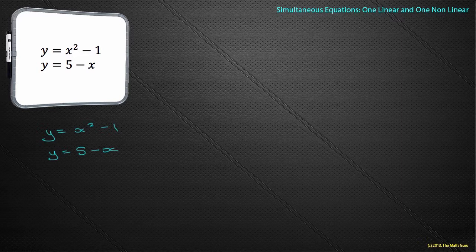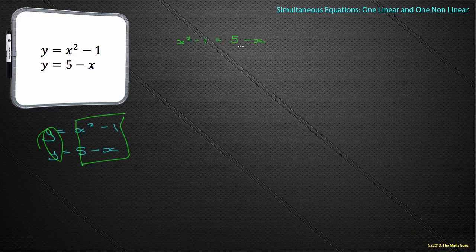Now, we love writing equations like this where we have one letter equals, because what I know is that the y values are the same. And in maths, if these two are the same, it means that these are also the same, and if they're the same, we put them equal to each other. So I can now say that at the points where they cross, we have x squared minus 1 is equal to 5 minus x.